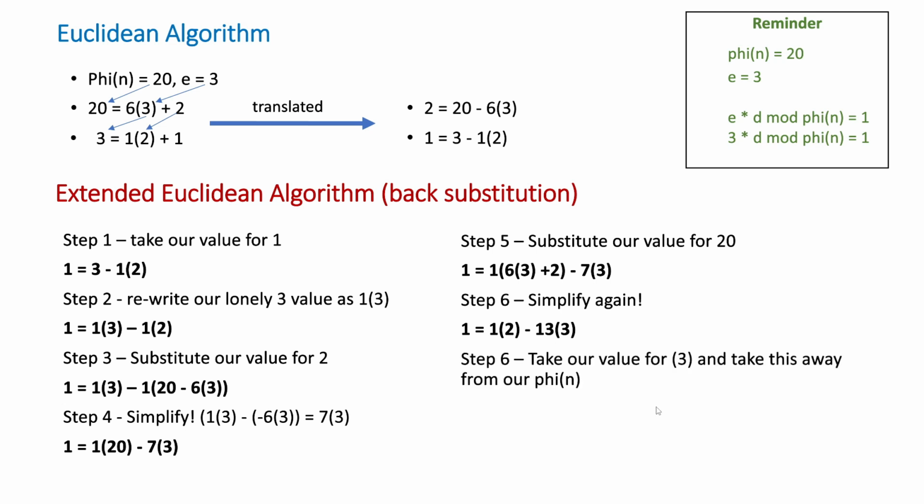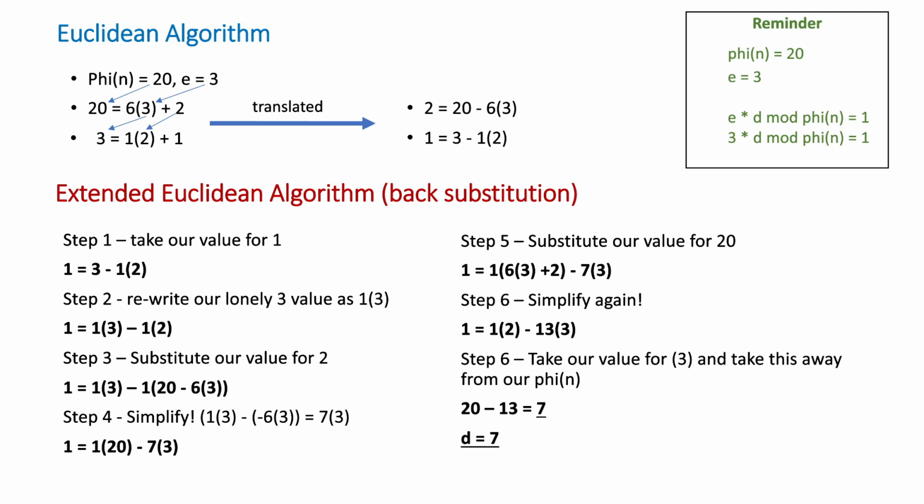And now we've got everything that we need to get our d value. So step 6 is to take our value for 13. So what are we multiplying this bracket by? And take this away from our phi of n, which is 20. And here's the result. 20, phi of n, minus this 13 number here equals 7. We know our d value equals 7, so we found it. We've completed the extended Euclidean algorithm.